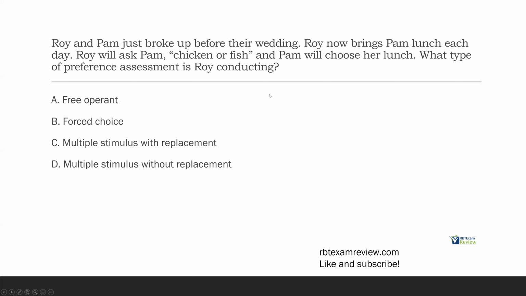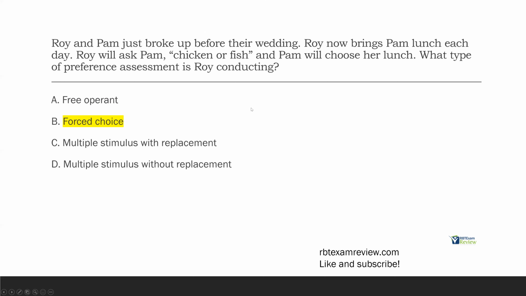In this case, how many stimuli is Roy assessing at once? Well, he asks Pam chicken or fish. By my count, that is 2 stimuli being assessed at once. Pam chooses her favorite stimuli. Roy is conducting a what? Of course, that's a forced choice.